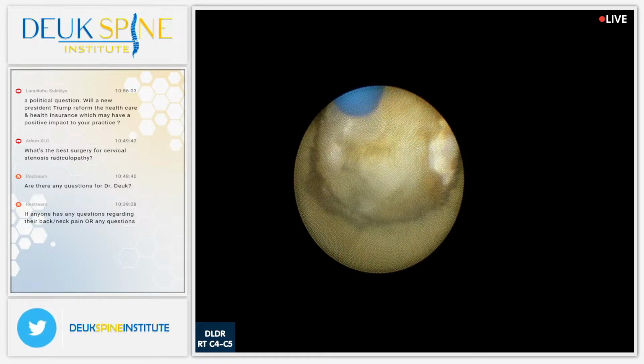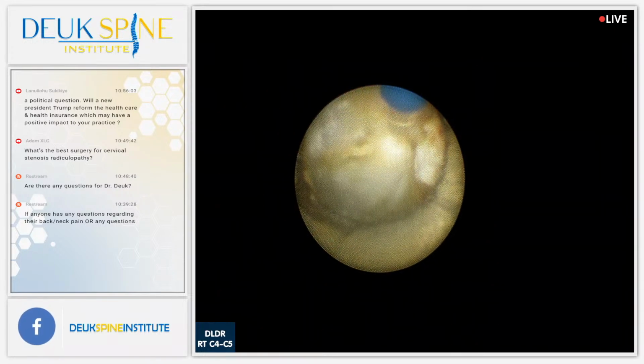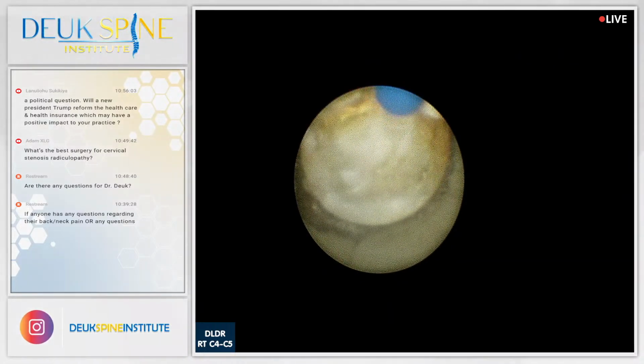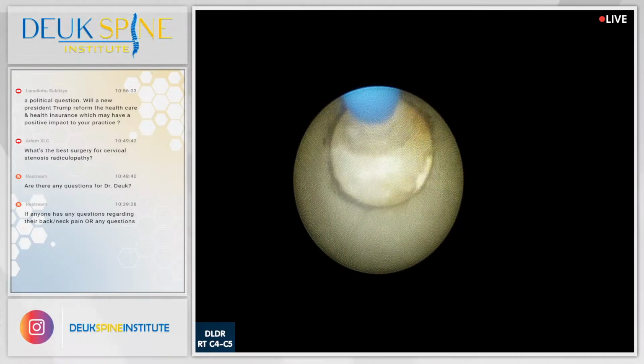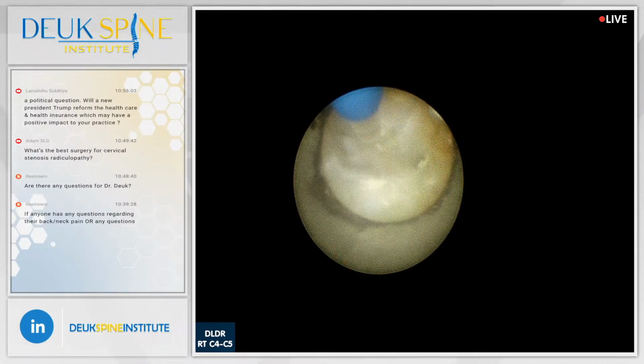But you can already see it's starting to expand. It's starting to come back to its normal shape, right? Because I've removed the herniation. And you can see the pocket where the herniation was really bad. I've got to just see if I can get a little bit more. I don't want to leave too much here.